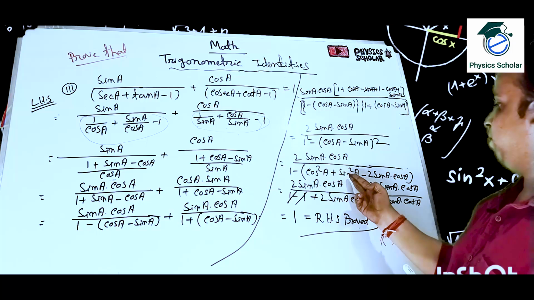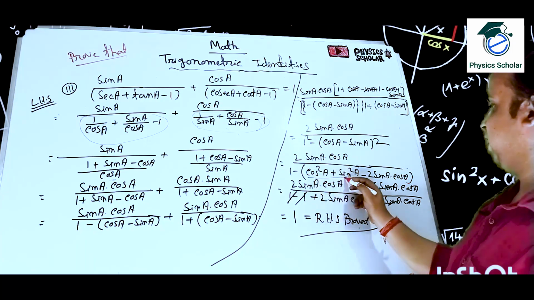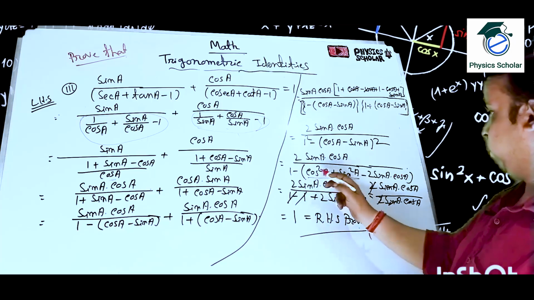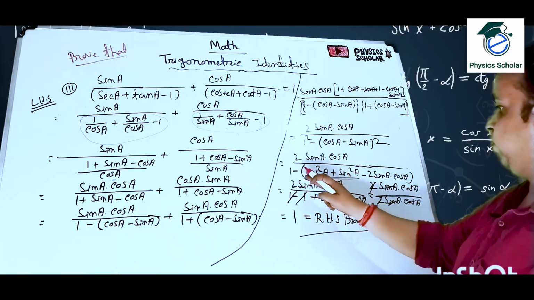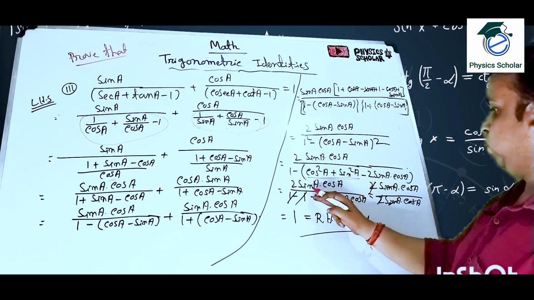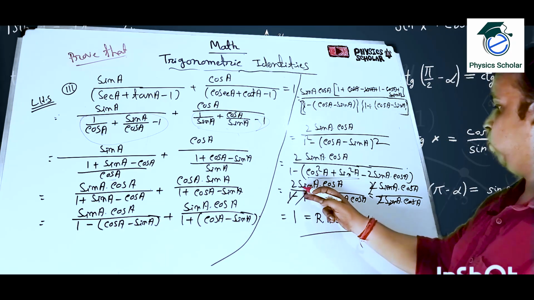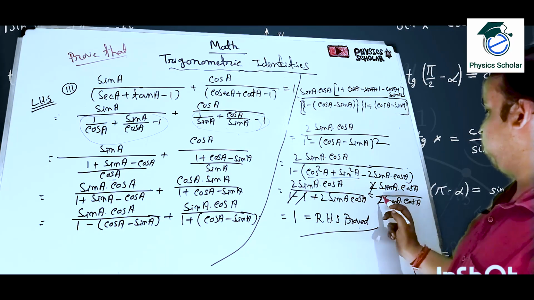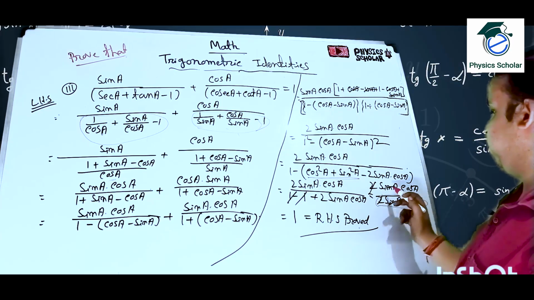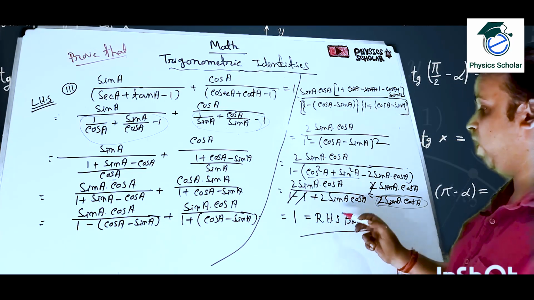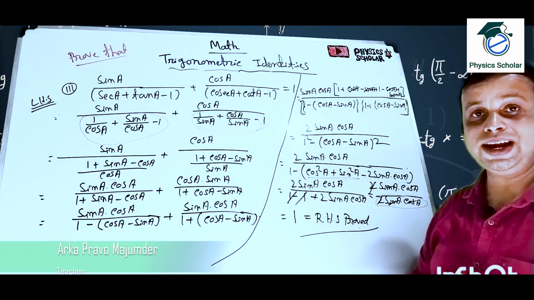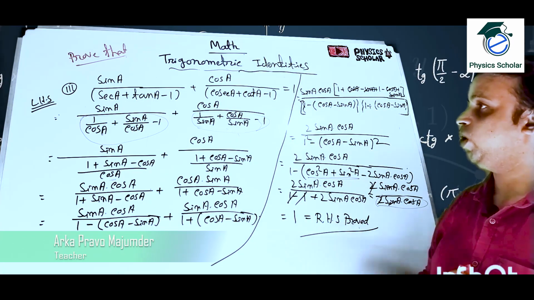So here cos square A plus sin square A. So cos square A plus sin square A means what? 1. So 1 minus 1 plus. Okay, why plus? Because we are omitting the brackets now. Here it is minus. So 1 minus 1 plus 2 sin A cos A. 1 will be cancelled. Clear? So in the numerator it is 2 sin A cos A, and in the denominator it is also 2 sin A cos A. So these all will be cancelled. So the answer will be 1, which we have to prove, which will be equal to the right hand side. So students, hope you have understood this.